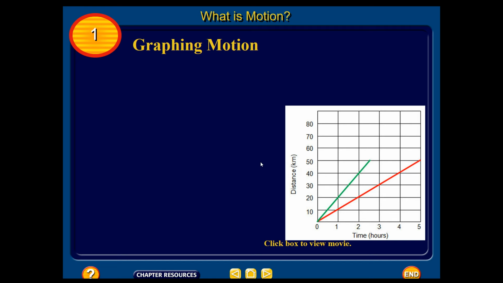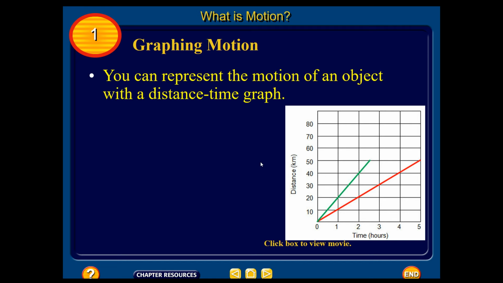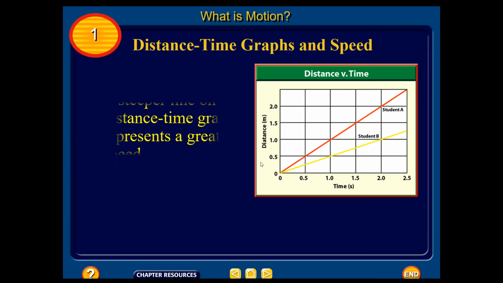Happy Fun Day, class. Last week I did two little short mini lessons on speed and velocity, and then I also showed you a distance versus time, or position versus time, graph. So let's refresh that real quick.